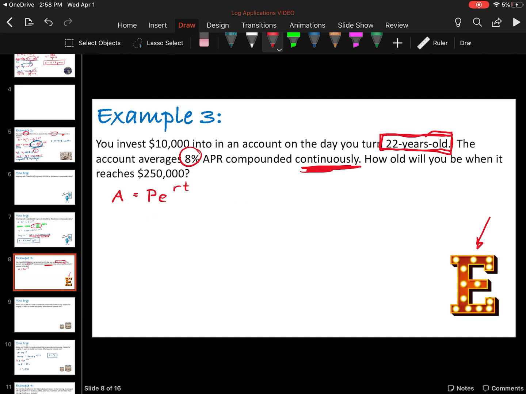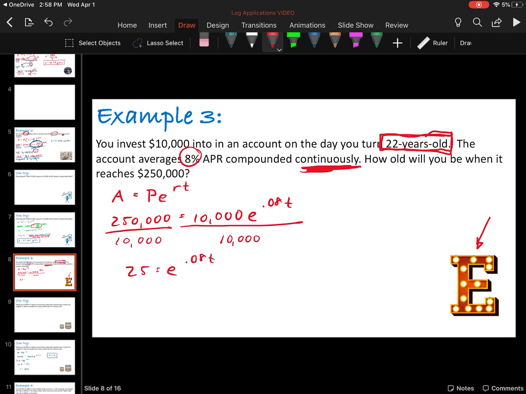Rewrite it. We're trying to reach $250,000, starting with 10,000, E to the 0.08t. All right, when we solve these out same way as before, divide by 10,000 on both sides. We should get 25 is equal to E to the 0.08t.